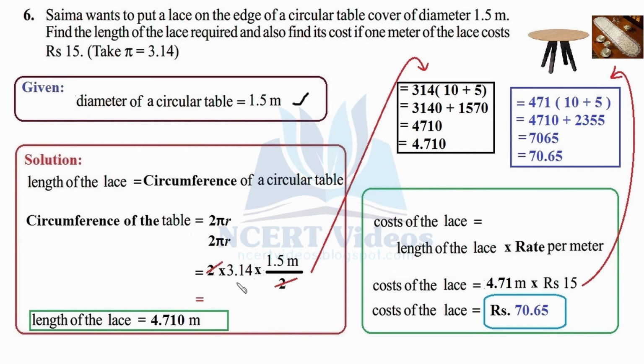Now we will count decimals. Well, we have studied this in the previous class as well. So 1 2 3, that is 4.710. That is the length.